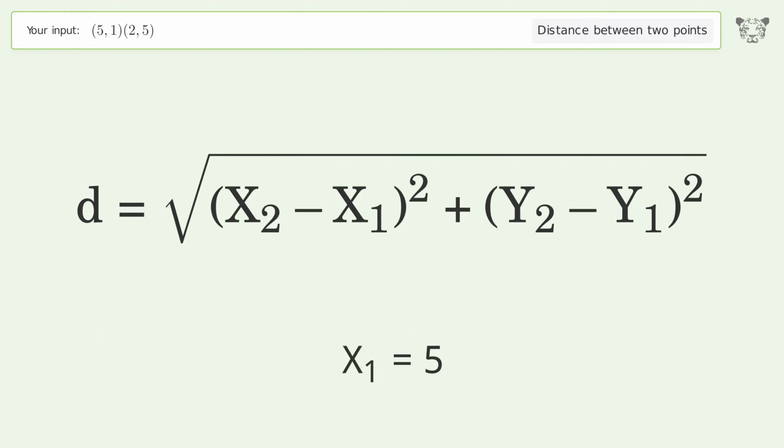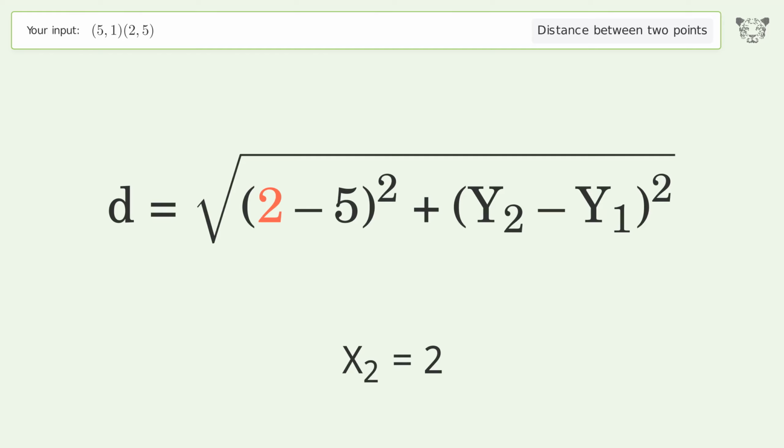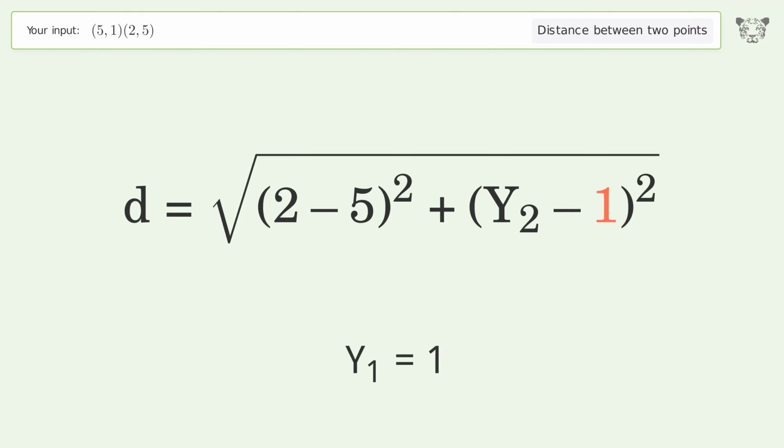x1 equals 5. x2 equals 2. y1 equals 1. y2 equals 5.